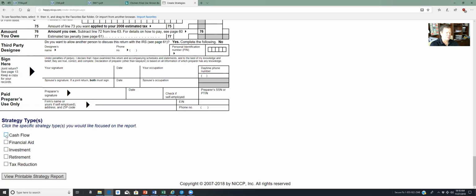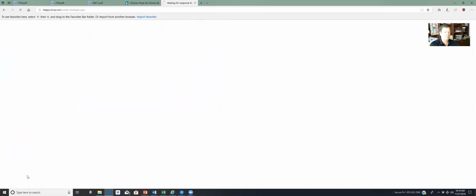Let's say that you want to increase your monthly cash flow. Check the box. Let's say you want to get more financial aid or cut the cost of college for your children or grandchildren. Check the box. Let's say you wanted some tax reduction, so you would check the box. So based on what boxes you checked here and what boxes you checked on your 1040 form, the software will produce strategies that fit that profile.